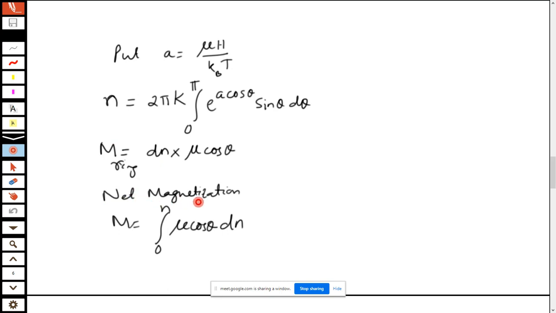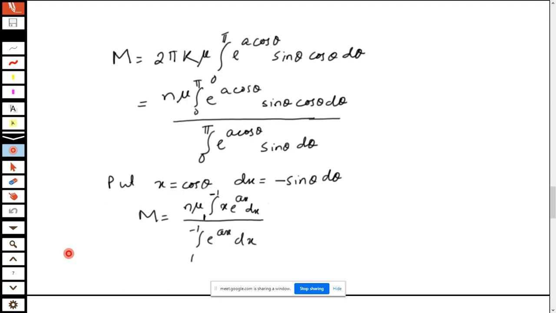Now if you want to calculate the total magnetization, again you have to integrate from 0 to n with all the magnetic moments and the fraction within theta and theta plus d theta. If you do that, this is your total magnetization, and we did some simplification here. I am not going into the detail of the mathematical steps here, so you can do that by yourself.